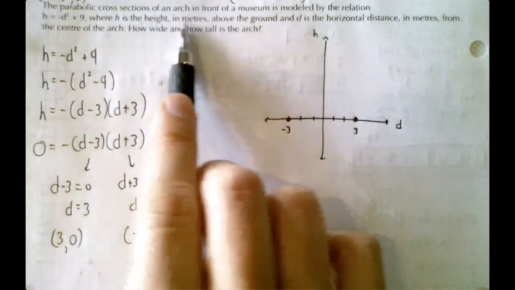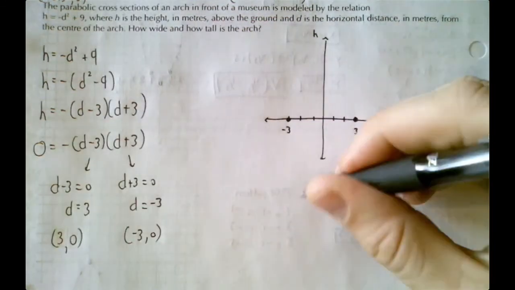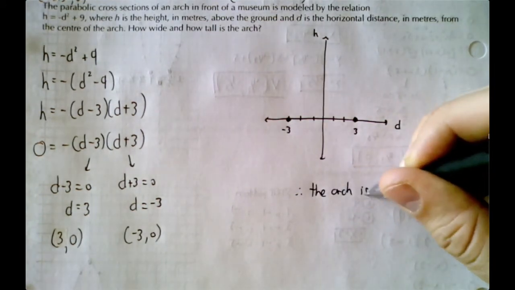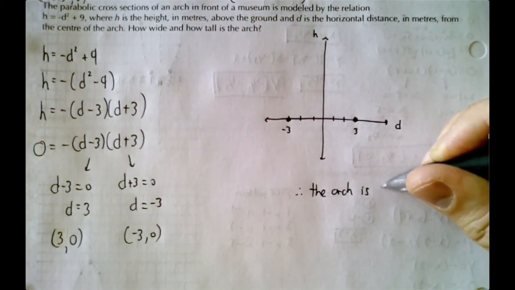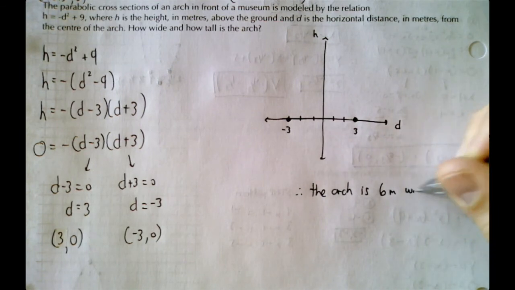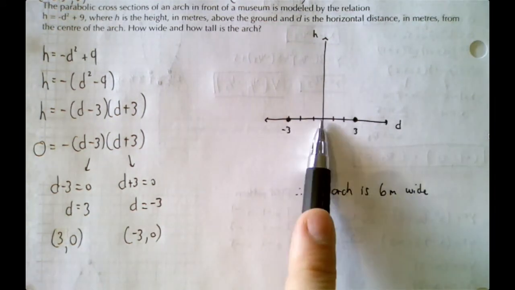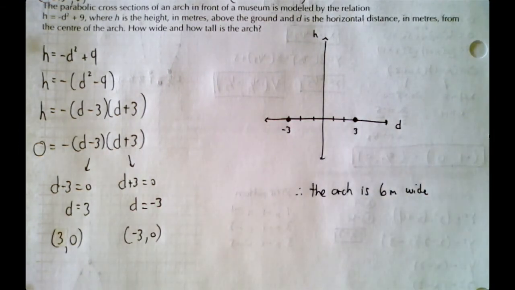How wide is the arch? The arch is 6 meters wide because it goes from negative 3 to positive 3. 3 units plus 3 more. Now how tall is the arch?